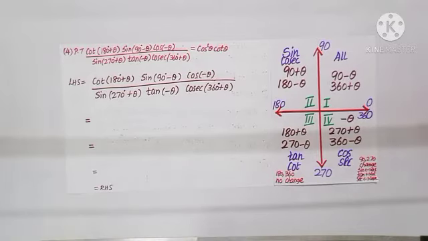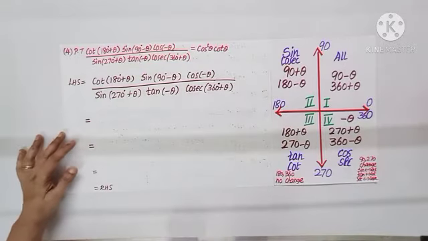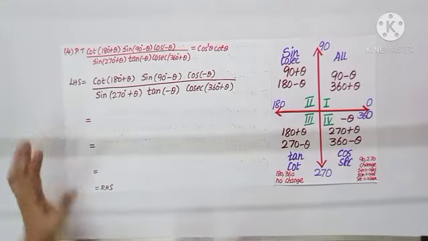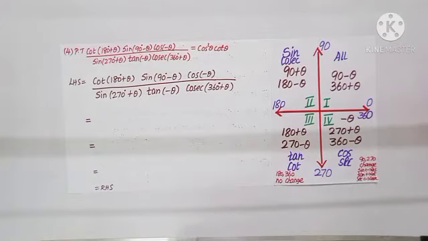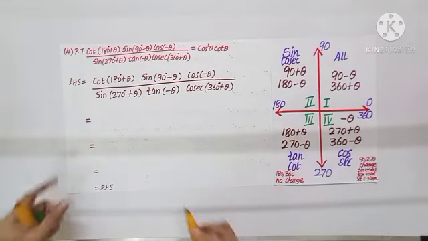Question number 4. Prove that cot(180+θ) sin(90−θ) cos(−θ) by sin(270+θ) tan(−θ) cosec(360+θ). As we see each thing, first let us put the quadrants. 180 plus theta will come in which quadrant? Third quadrant.